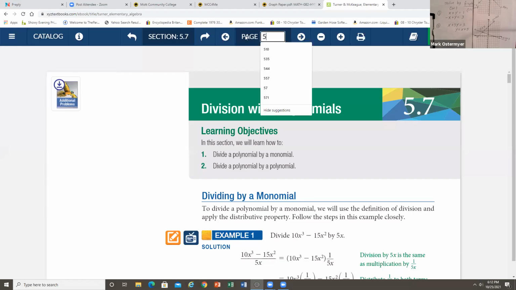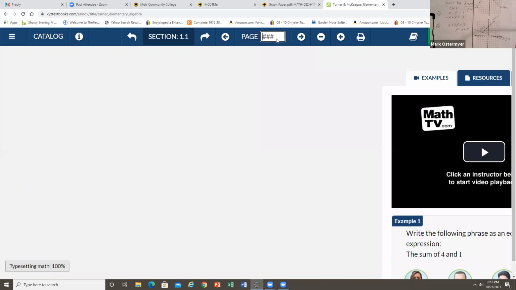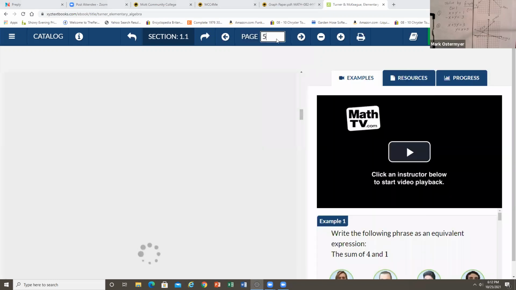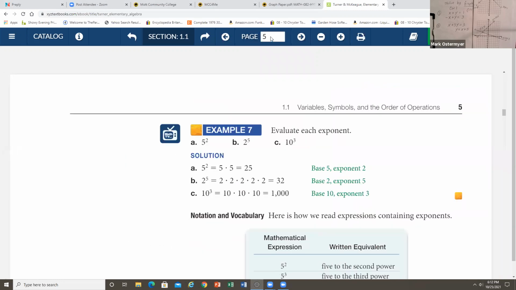That's assuming technology allows me to do that. All right, so I want to go to page 275. Whoops. Hold on a second here.